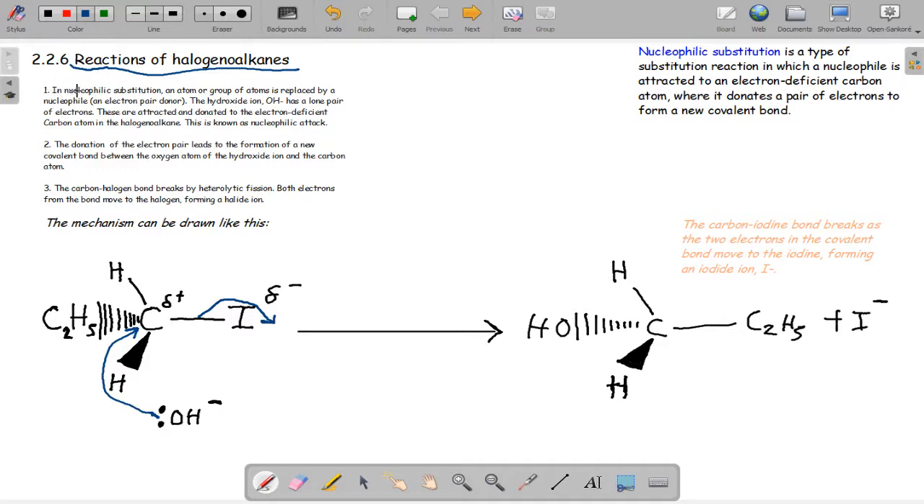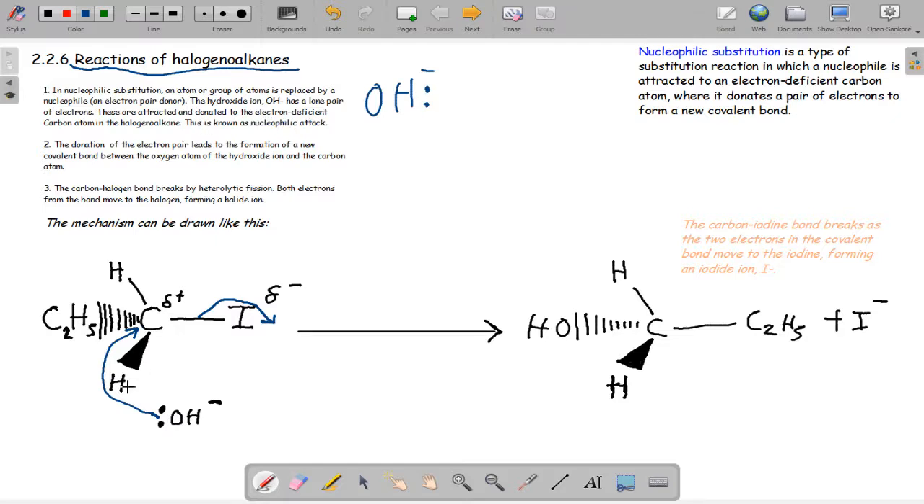Anyway, so they react by using the nucleophilic substitution reaction mechanism, in which a group of atoms or an atom by itself is replaced by a nucleophile, which is an electron pair donor. So the hydroxide ion, OH-, has a lone pair. If we just draw that, it's a lone pair like that. And they're attracted and donated to the electron deficient carbon atom in the halogenoalkane, which is here.